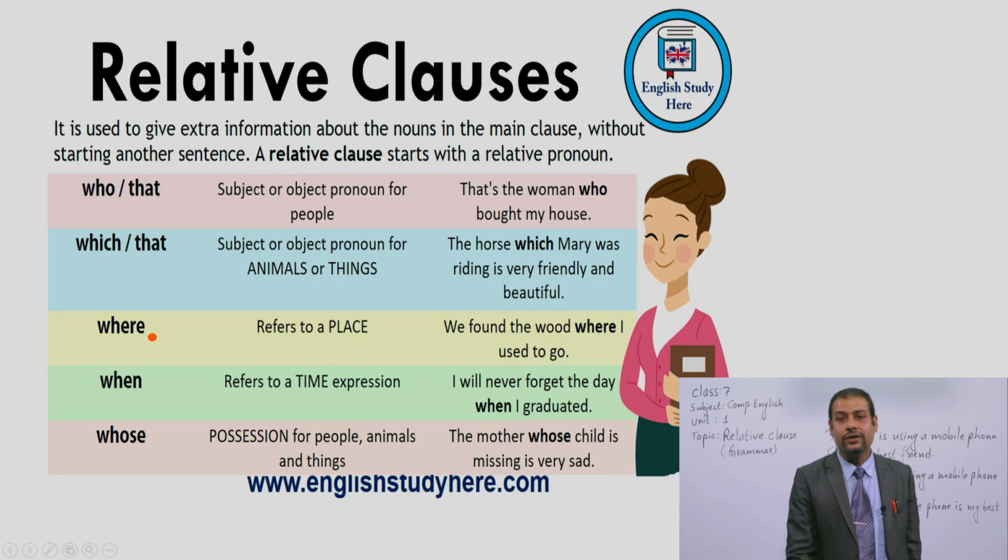Next, where. Where is related to place. If you want to join the sentences related to place, at that time you have to use where. We found the wood where I used to go.